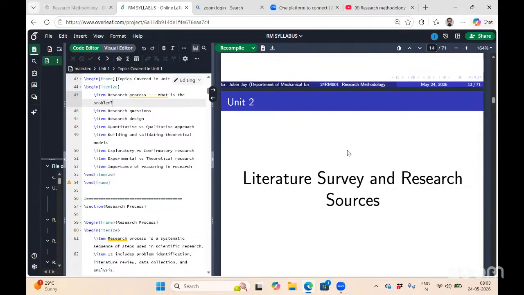Another important point is that it helps the researcher to avoid duplicate research. If the researcher is not conducting a proper literature survey, he will be duplicating the research. So that's why the role of literature survey is very important. This is the basic concept to start the research.